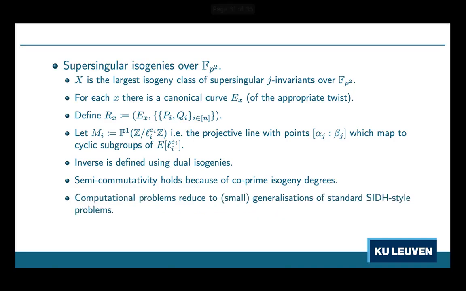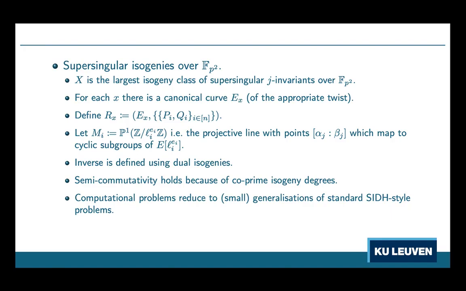And the computational problems that result from the instantiation of the problems I defined earlier are small generalizations of the standard SIDH problems, so the same security problems that SIKE, SIDH, and these constructions rely on. The generalization here is that instead of having only 2 powers of primes, we have up to n, but for our protocols we in fact have n equal to 2 or 3.